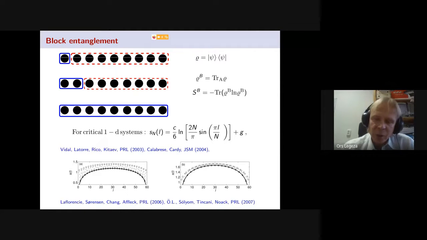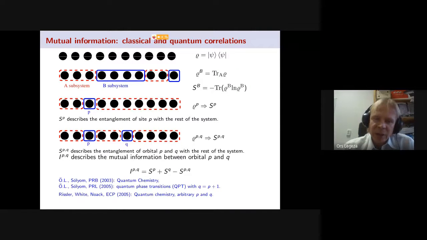And the idea would be just to carry over all these things to quantum chemistry. Now, in quantum chemistry, it's more complicated because we don't have a homogeneous system, but we have these molecular orbitals. And of course, the orbitals are different. So let's separate just a single orbital. Then this would be the site entropy or the single orbital entropy, if we calculate the entropy of this. And this tells you how much this orbital is correlated with the rest of the system. While we can also take P and Q. In this case, this is the so-called mutual information, which tells you how P and Q are correlated with each other as they are embedded in the whole system.